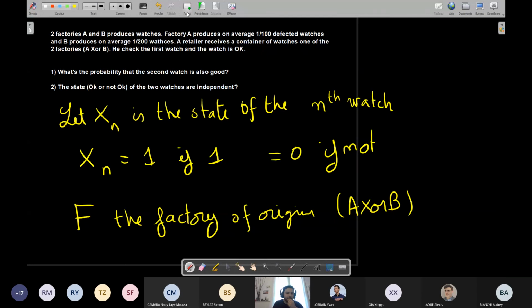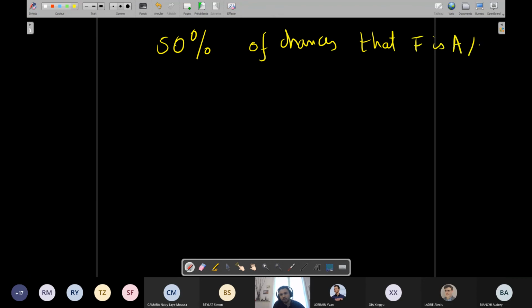Now, something that I have to introduce, which is an additional hypothesis, is the fact that it's 50-50. I have 50% chances that the watch comes from A or from B. Okay, this is a hypothesis. 50% chances that F is A or B. Okay, 50-50.